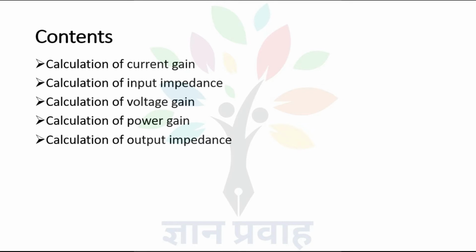The contents of this lecture are calculation of current gain, calculation of input impedance, calculation of voltage gain, calculation of power gain, and calculation of output impedance. So these are the important performance parameters for finding the importance of BJT. We are calculating these parameters using the H parameter model, or hybrid parameter model.